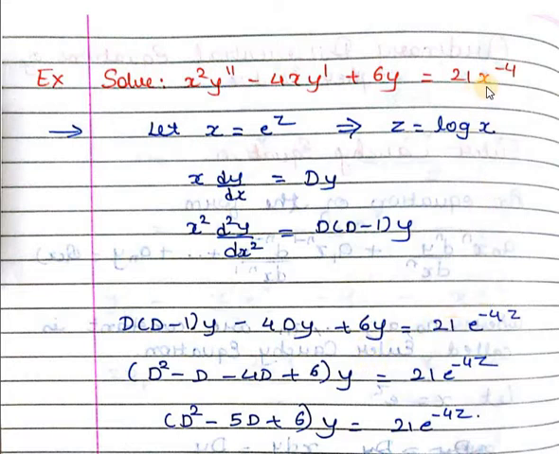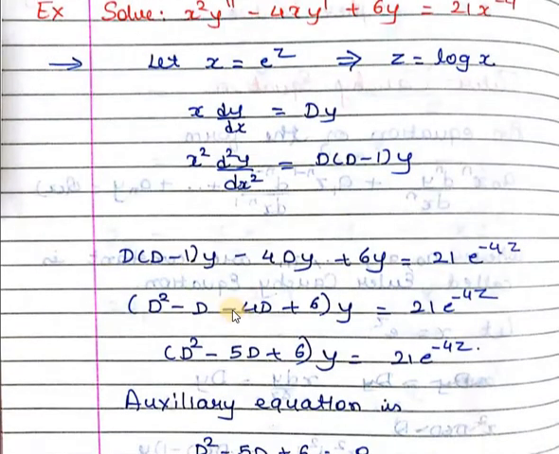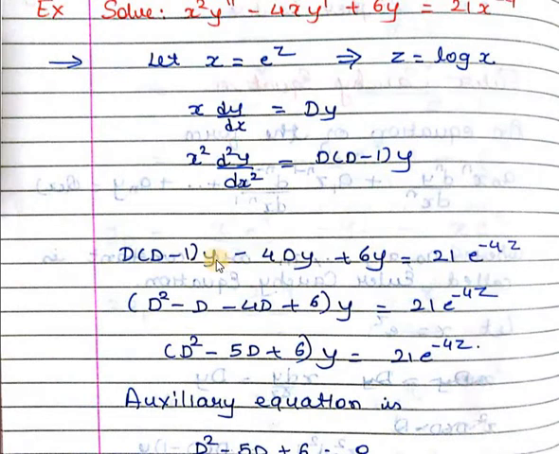Then here we will replace x by e raised to z, so here it will be e raised to minus 4z, because it will be e raised to z whole raised to minus 4, so it will be e raised to minus 4z. Now if we simplify further, then here y is common, so in bracket D square minus D minus 4D plus 6 bracket complete into y is equal to 21 e raised to minus 4z.